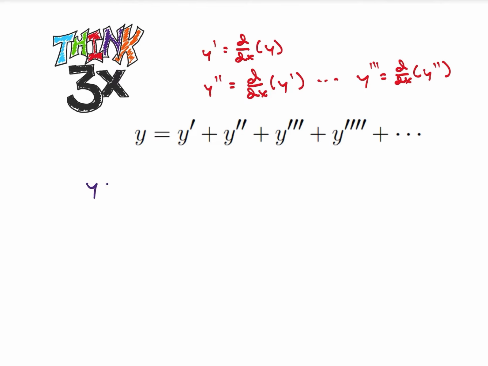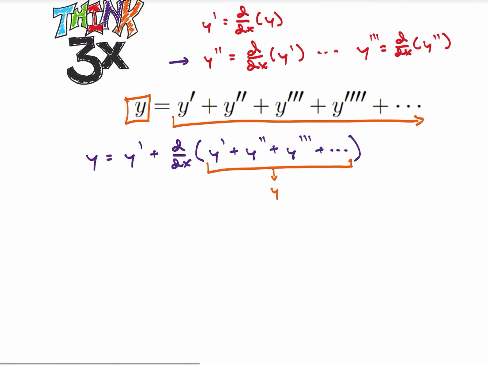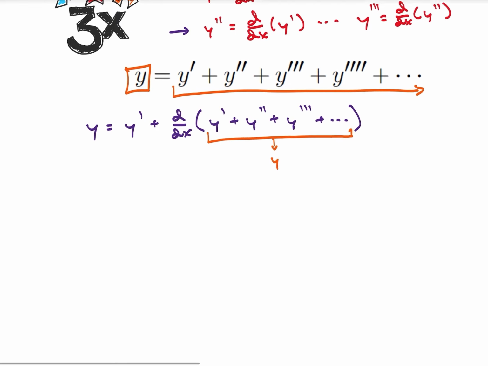So I can write y is equal to y prime, and then let's make use of these guys. So I can call this the derivative with respect to x of y prime plus y double prime plus y triple prime, and so on. And what I notice here is what I've just done is I've rewritten it, and I have this guy, which just so happens to be exactly the same as this expression up here. So instead of writing that as y prime plus y double prime, etc., I could just write that as y, because I know y is equal to everything there on the right side. And that's going to be the trick here that gets us toward a solution.